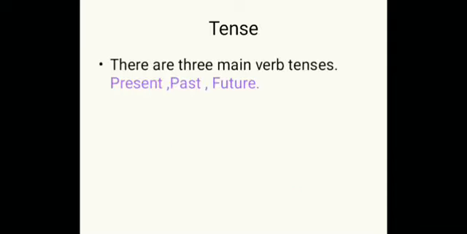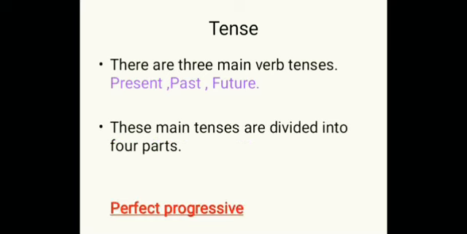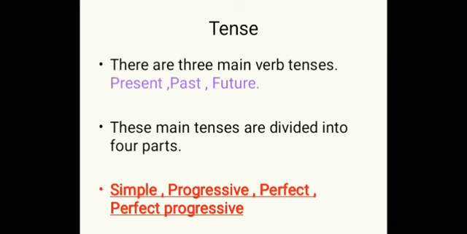Today's topic is tense. Today I am going to introduce simple present tense. There are three main verb tenses: present tense, past tense, future tense. These main tenses are divided into four parts: simple, progressive, perfect, perfect progressive.